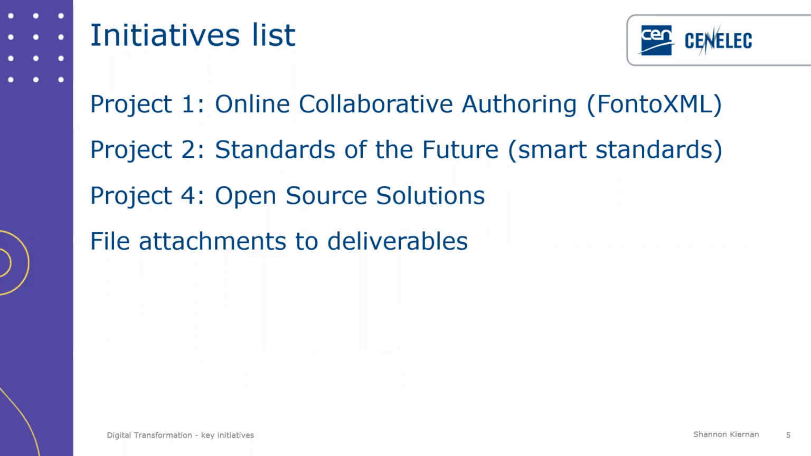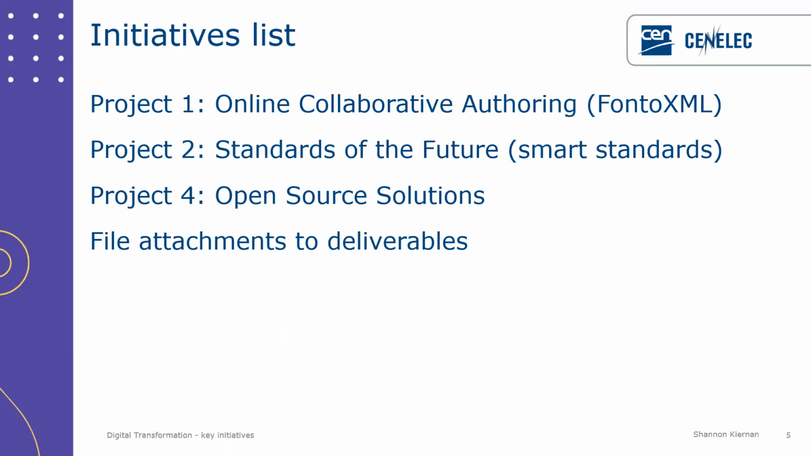The initiatives that we currently have are these. There's Project 1, online collaborative authoring, which is using a platform called Fonto XML. Project 2, Standards of the Future, which is all about smart standards or machine readable content. And Project 4, Open Source Solutions, which is not just about the file format, but also about the license it's issued under. And lastly, there's an initiative called File Attachments to Deliverables, which is a quick and easy solution for dealing with different file formats.